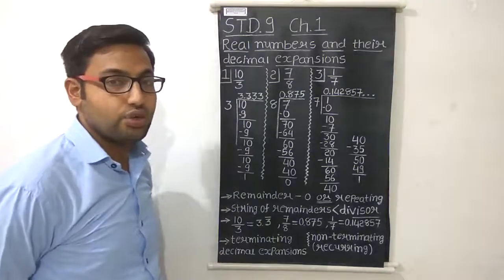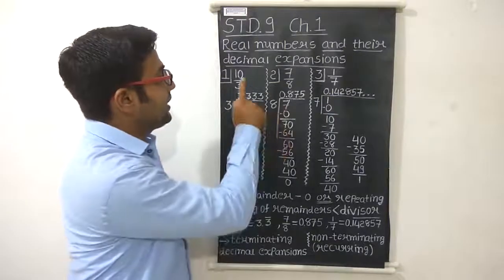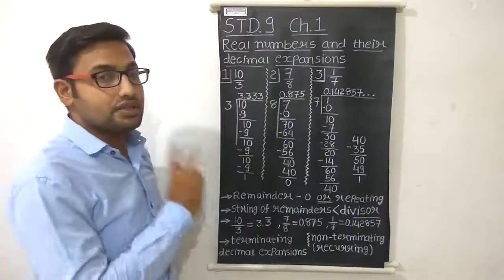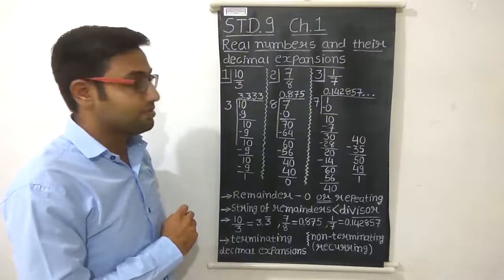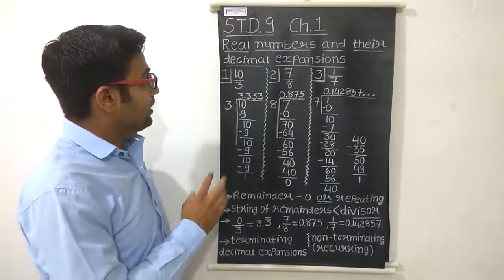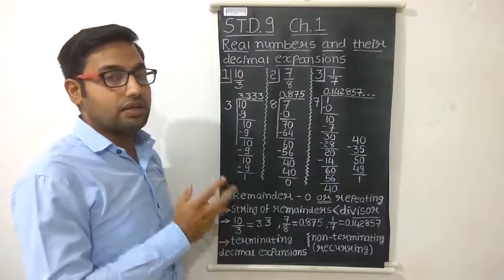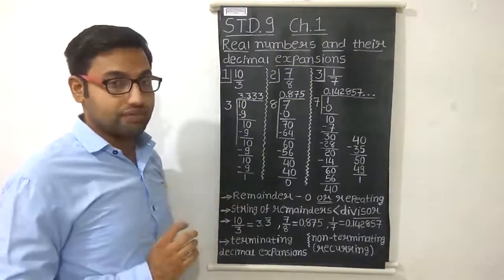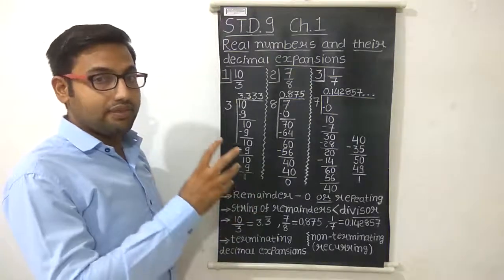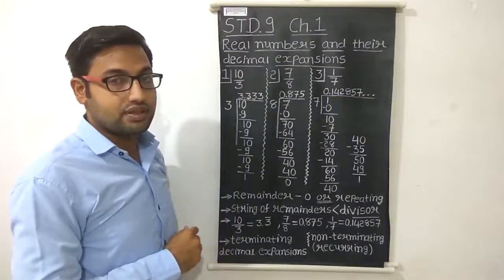Hello students, today we will study the real numbers and their decimal expansions. This is the topic of standard 9, chapter 1, Number Systems. In this topic, we will understand real numbers in a totally different way, and the way we are using is decimal expansions.